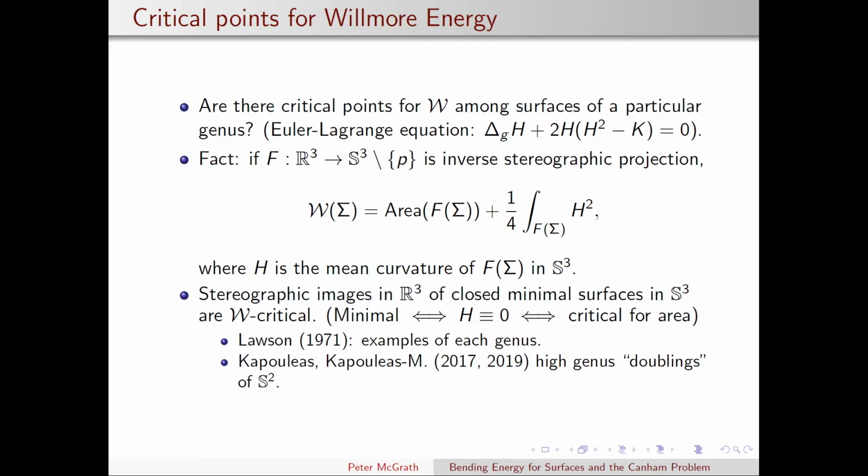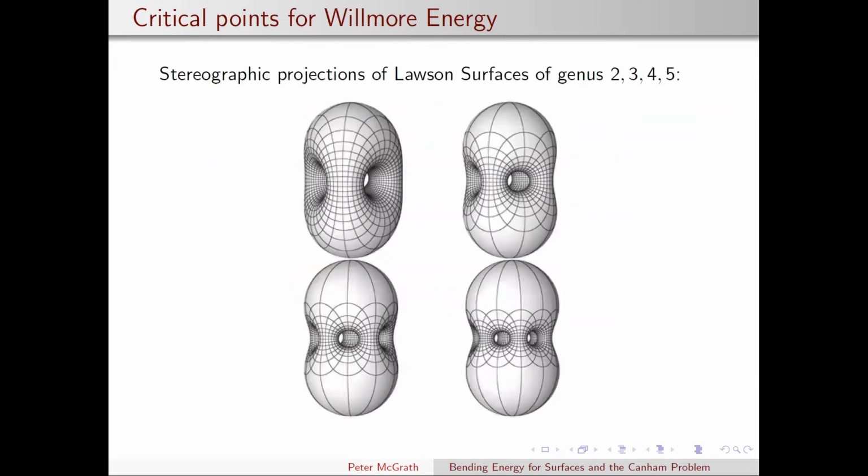So I'm about to draw some pictures of these objects. So these are examples of some stereographic projections of some minimal surfaces in the 3-sphere. So these are actually surfaces in R3, critical points for the Willmore functional. And I have genus 2, 3, 4, and 5. So there's a full family of these for general genus. And what happens as you take the genus higher and higher is basically you're beginning to see basically 2 spheres that are connected by a large number of handles there.